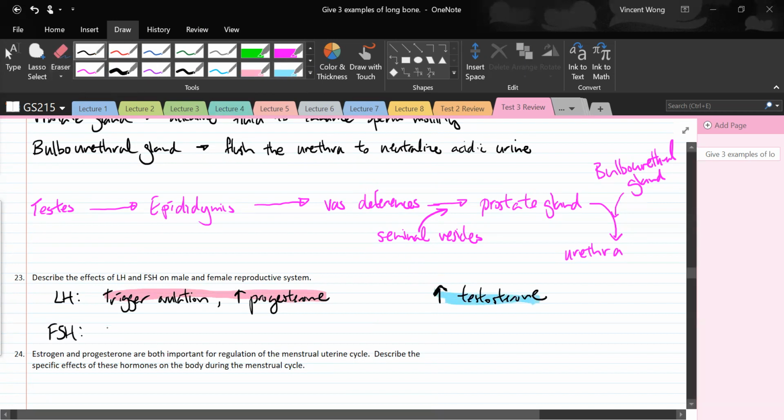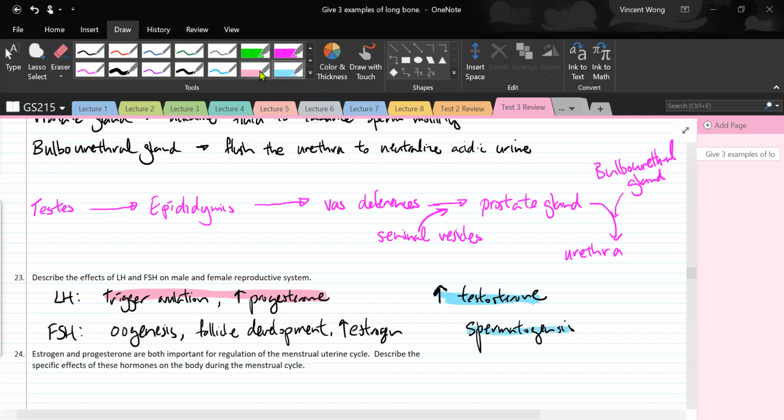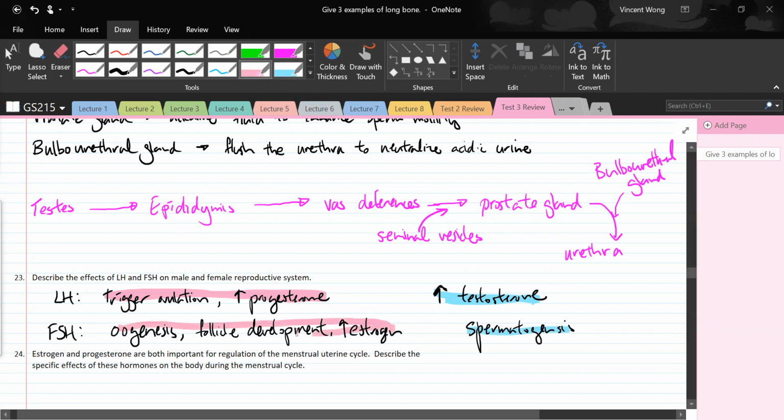As for FSH, for female, it is oogenesis, right? Follicle development, and increase in estrogen. And for male, it is basically spermatogenesis. Okay. I mean, we have a more detailed description of this in the hormone chart of lecture 11.